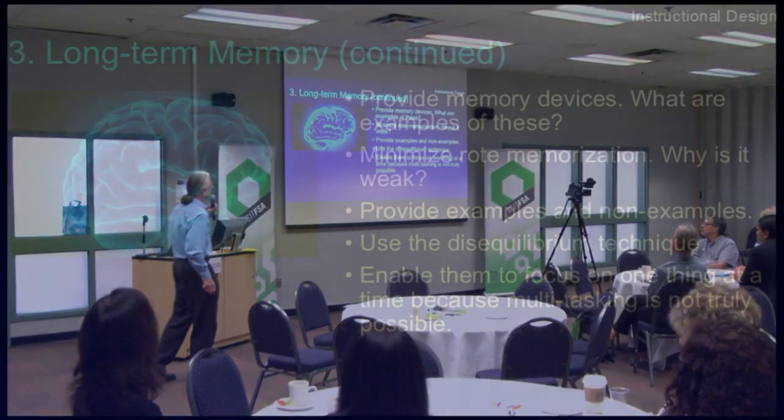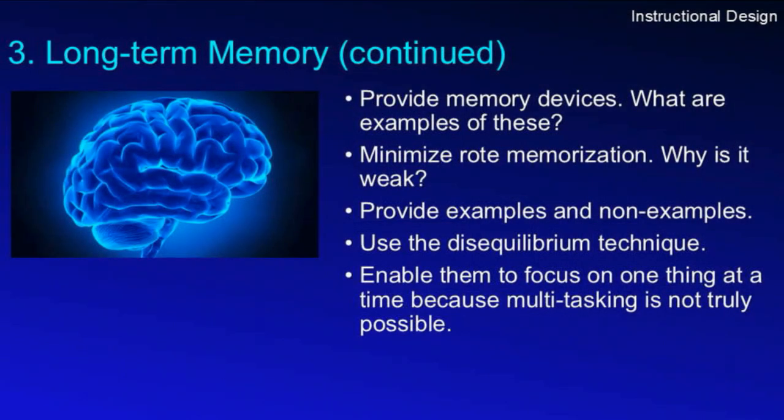Okay, enable them to focus on one thing at a time, because multitasking is not truly possible. There's piles and piles of research on this. One reason why we shouldn't have a cell phone and drive. But the idea is your brain is doing one thing, and then in order to do something else, it turns off, gets out, takes a bit of time to get out of what it was doing, and then a bit of time to go back into what it's doing next. And so you have this gap.